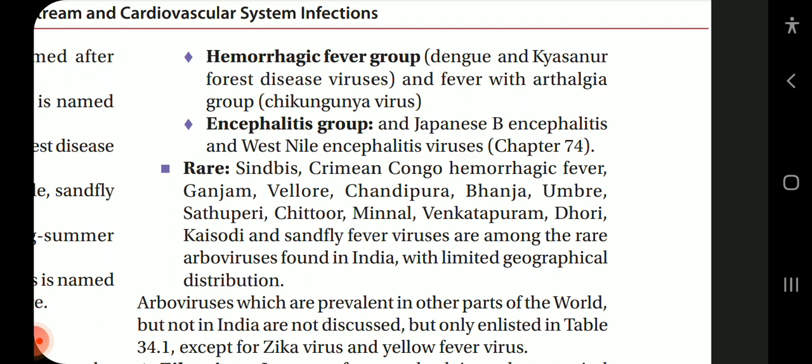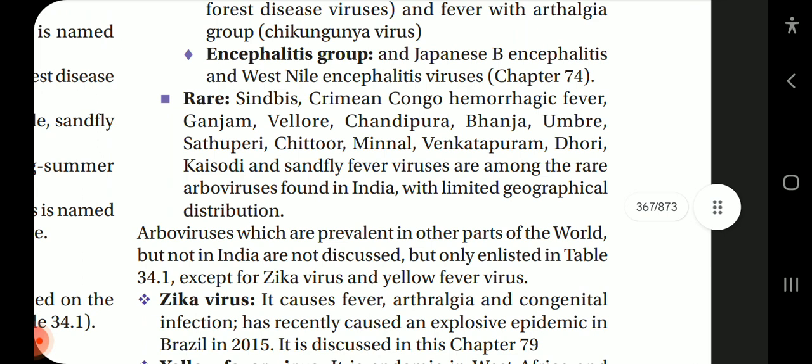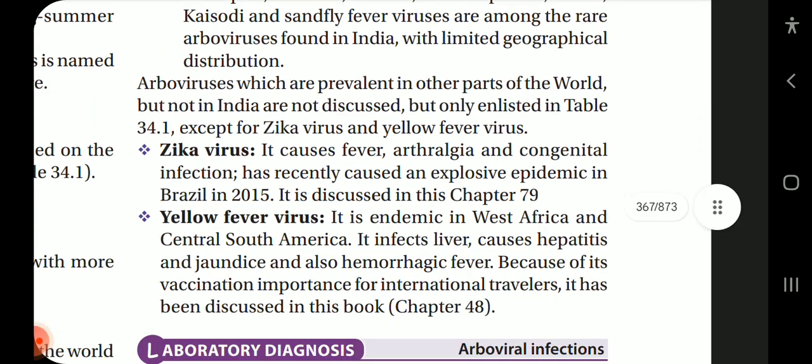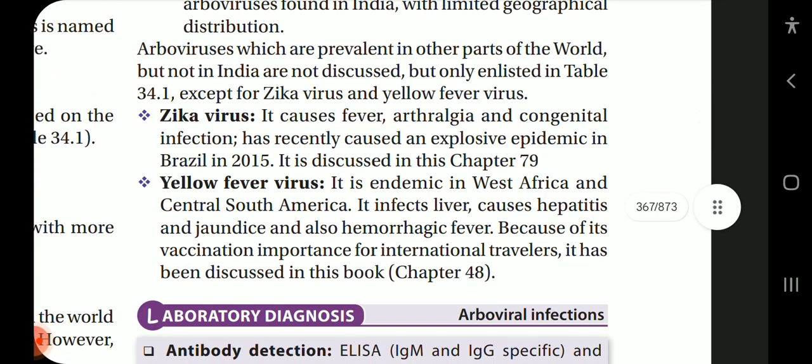The rare ones are Sindbis, Crimean-Congo hemorrhagic fever, Ganjam, Vellore, Chandipura, Bhanja, Ompe, Sathuperi, Chittur, Minnal, Venkatapuram, Dhori, Kaisodi, and sandfly fever viruses, which are among the rare arboviruses found in India with limited geographical distribution. Arboviruses which are prevalent in other parts of the world but not in India are not discussed but only enlisted in table 34.15, except for Zika virus and yellow fever virus.